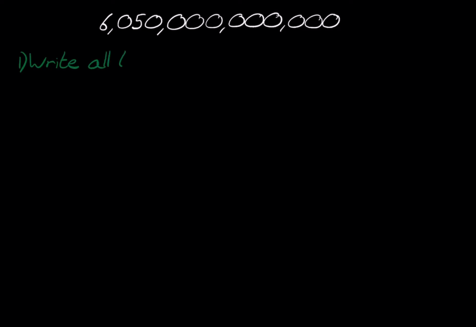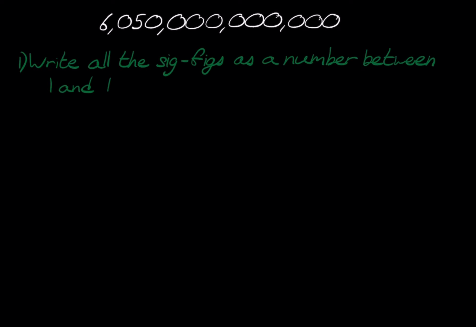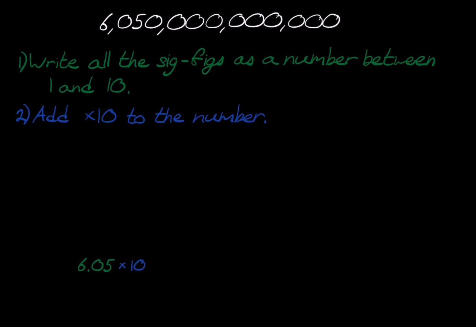So step number 1 is to write all of the sig figs as a number between 1 and 10, which would give us 6.05. Again, if you're having problems determining the sig figs, check out the video I have on sig figs in the description. Step number 2 is the simplest step. All we have to do is add times 10 to the number that you just wrote. So now we have 6.05 times 10.